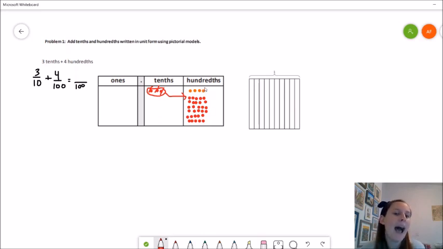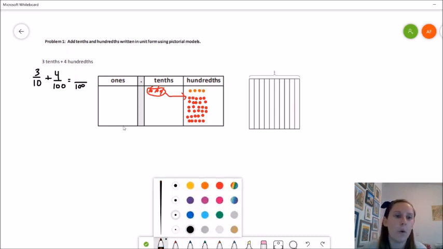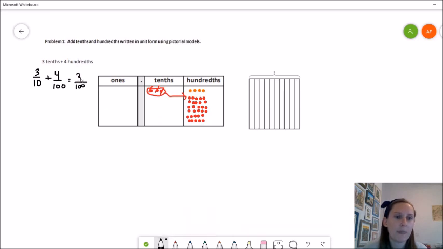But we already have 4 hundredths there, which means that altogether we now have 34 hundredths. We unbundled 3 tenths for 30 hundredths, and we already had 4 hundredths. So that makes 34 hundredths using our place value chart. What about our area model?